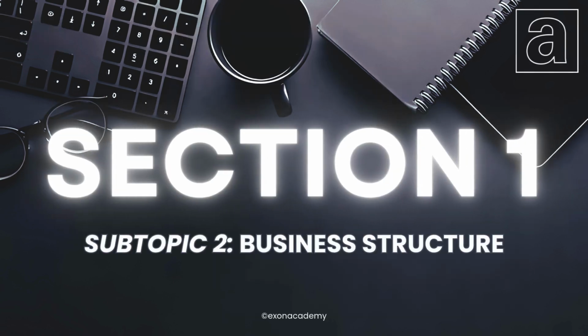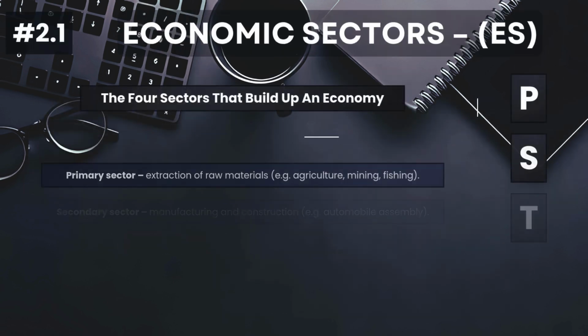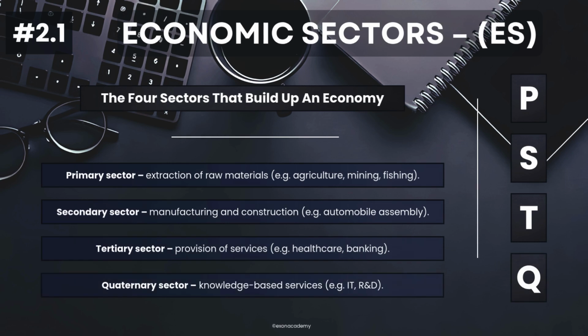Subtopic 2: Business Structure. In this slide, we cover how economies break down into four parts. The primary sector involves taking raw materials straight from nature. Examples include farmers growing crops, miners digging minerals, and fishers catching fish. The secondary sector transforms those raw materials into products, like factories weaving fabric or assembling cars. The tertiary sector provides services, such as stores selling goods, banks handling money, schools teaching students, and hospitals treating patients.